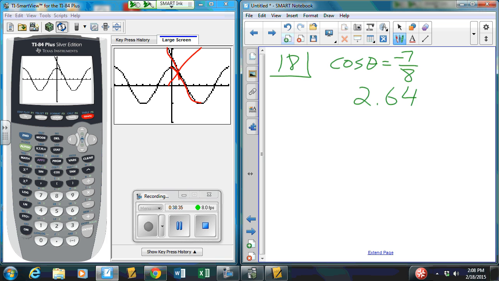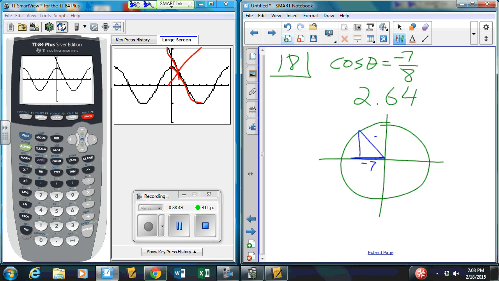Okay, so that angle, what quadrant is 2.64 in? Well, my x value is negative 7, right? My r value was 8, so negative 7 and 8. So I had to go to the left to get that, right? And I know sine inverse is defined in the first and second quadrant. So 2.64 is around right there. That's 2.64.